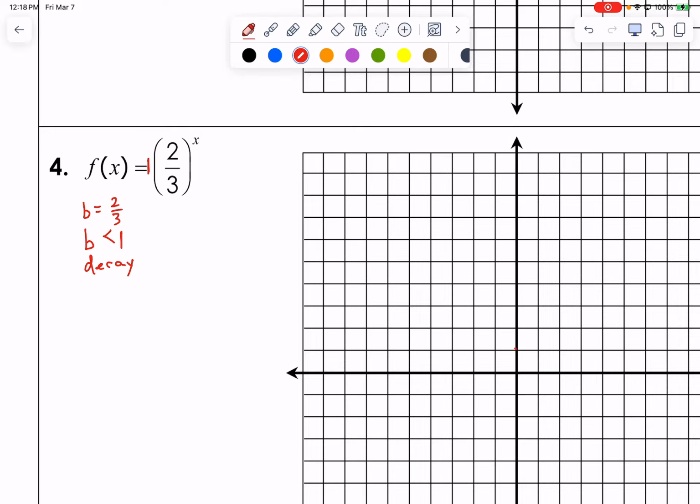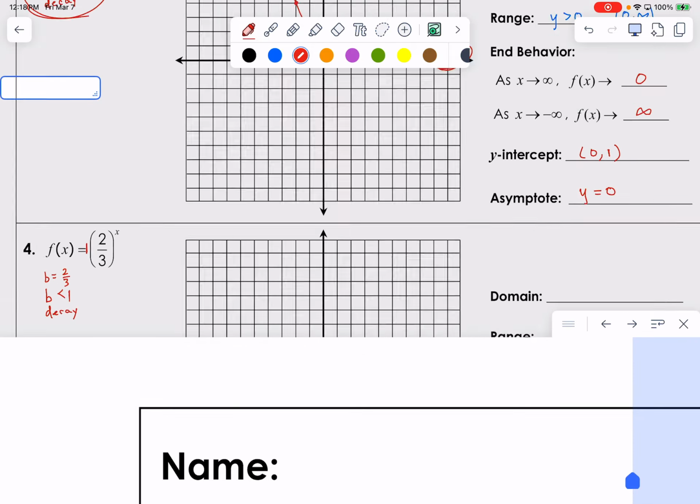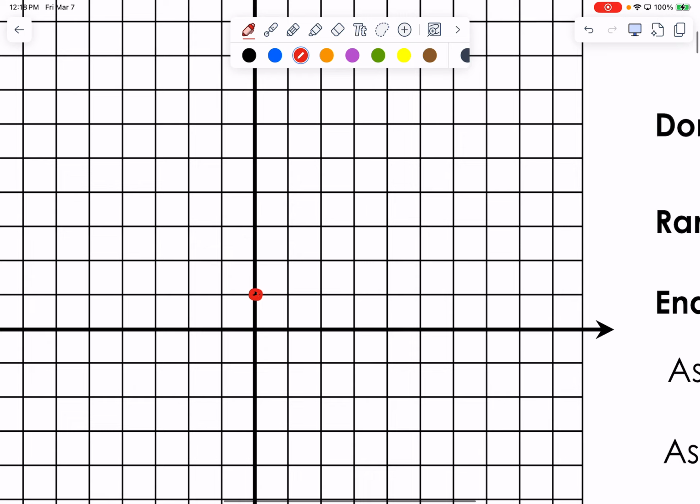So I'm going to start at 0, 1, and then when I go to the right, I'm going to go to 2/3. And then I'd be 2/3 of that, which would be like 4/9. And then it's just going to steadily go down. It doesn't matter as long as you know that it's approaching 0 on that side. I just need you to really get 1 point right. Make sure you get 1 point to the right and 1 point to the left, and then after that, just get a general sketch.